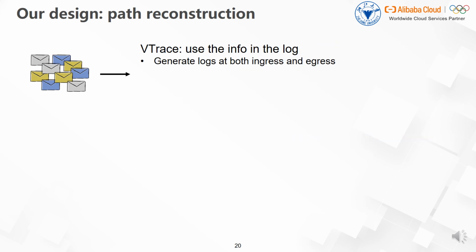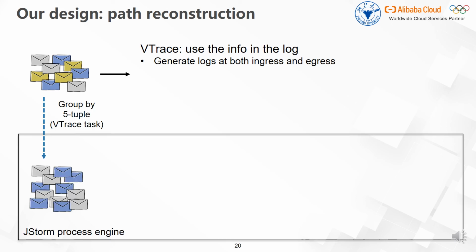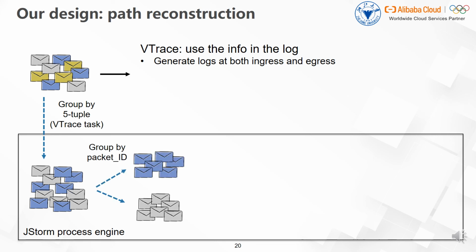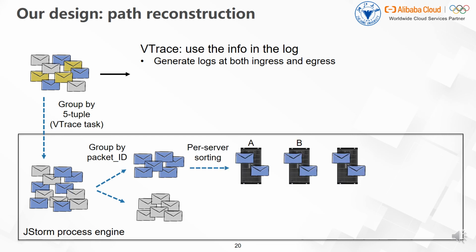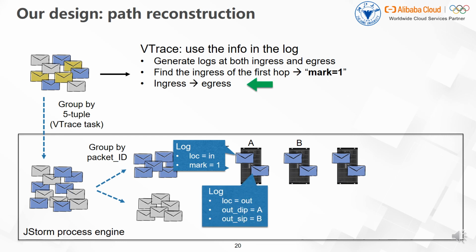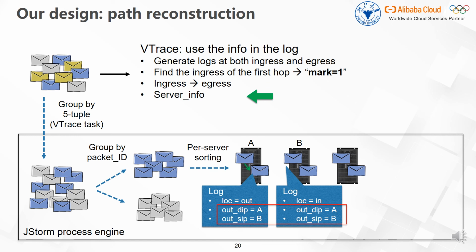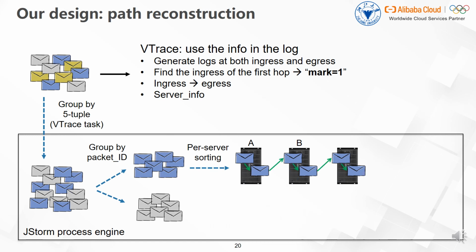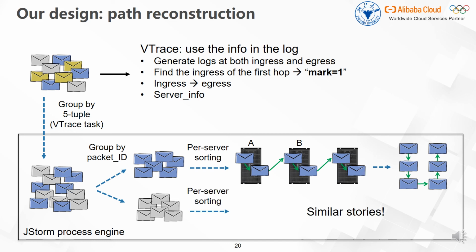In VTrace, it performs a path reconstruction based on the information contained in the log data. First, the logs are grouped by 5-tuple and the packet ID. Then, they will be sorted in each server. Next, we are going to reconstruct the path for a packet. If the metric mark in the log equals 1, it means that it's the ingress of the first VFD. Then it goes to the egress. Next, based on the invariant server information, we find the next hop directly. So are the remaining logs. Finally, the path can be successfully reconstructed, and the procedures for other packets are similar.